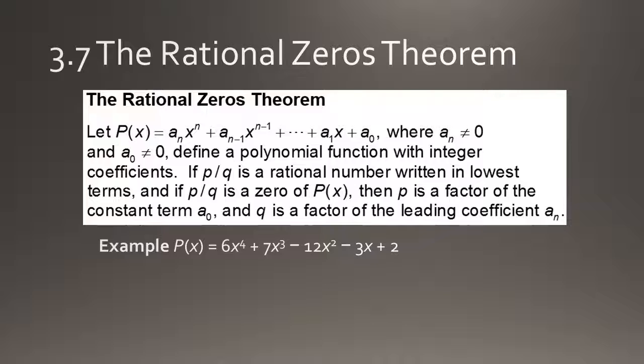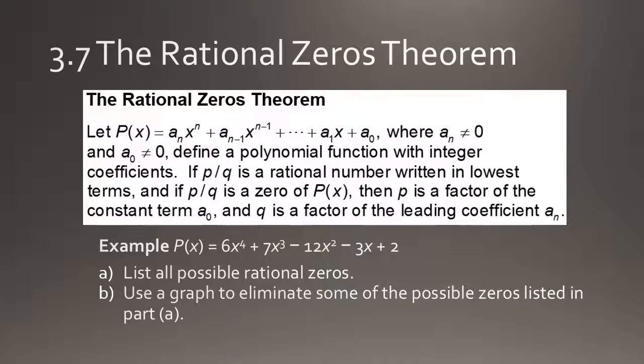What we're going to do is we're going to work an example. Here's our polynomial. We want to list all the possible rational zeros. We're going to use a graph to eliminate some of them. And then we're going to find the ones that actually work, and we're going to factor this polynomial. Why don't you pause the recording, give this a try, and resume the recording to check your answer.